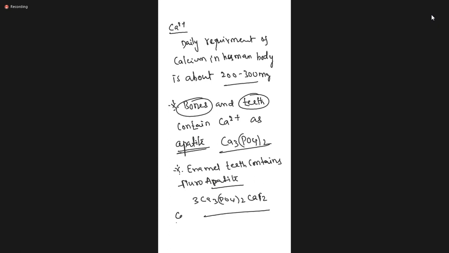Ca2 plus ions, please note down. Ca2 plus ions are necessary for blood clotting. Please complete this one. These all are important. One more is there. Ca2 plus ions are necessary for muscle contraction. Please complete. This is the important biological importance of Ca2 plus.